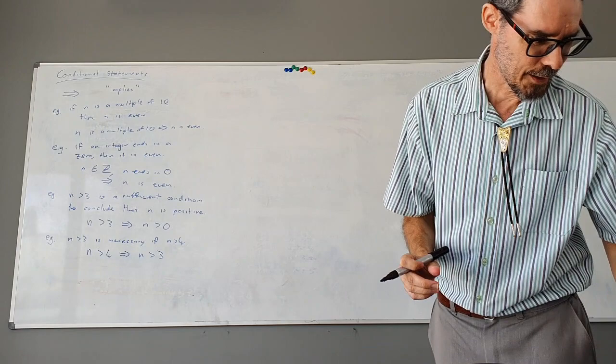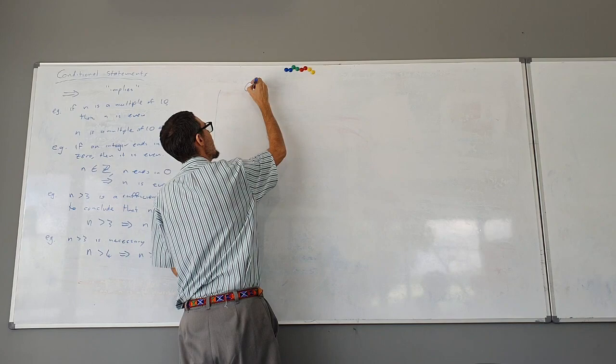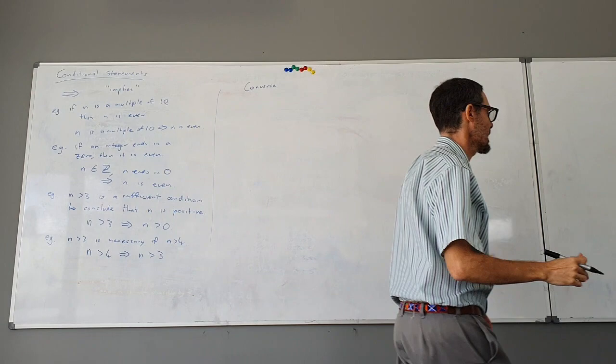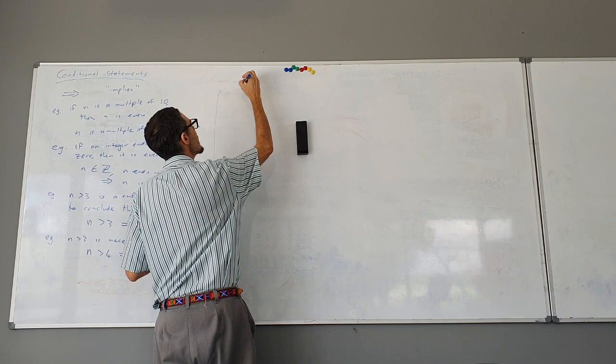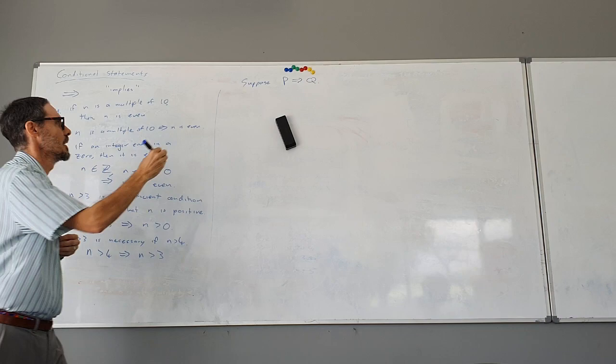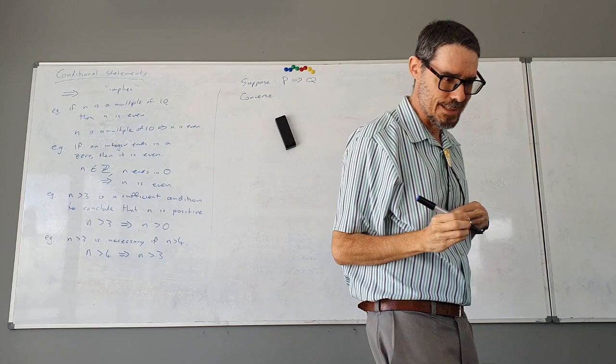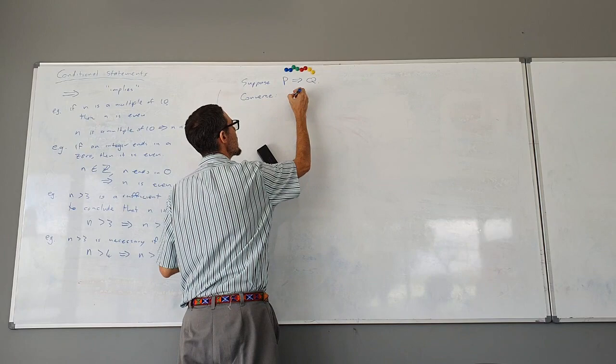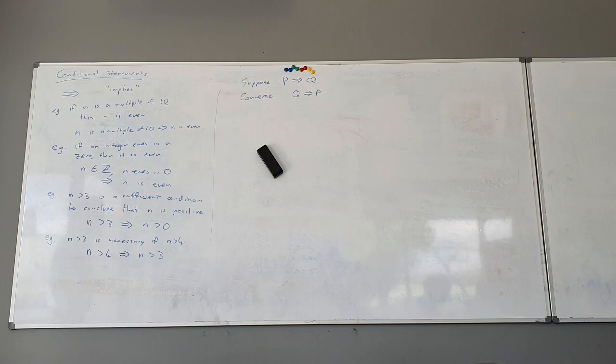A few things we can do with implications. The converse. Suppose, I'm using these P's and Q's, why not? P implies Q. Then the converse says Q implies P. Just because P implies Q is true doesn't mean the converse is true. It's just another sentence you can write.